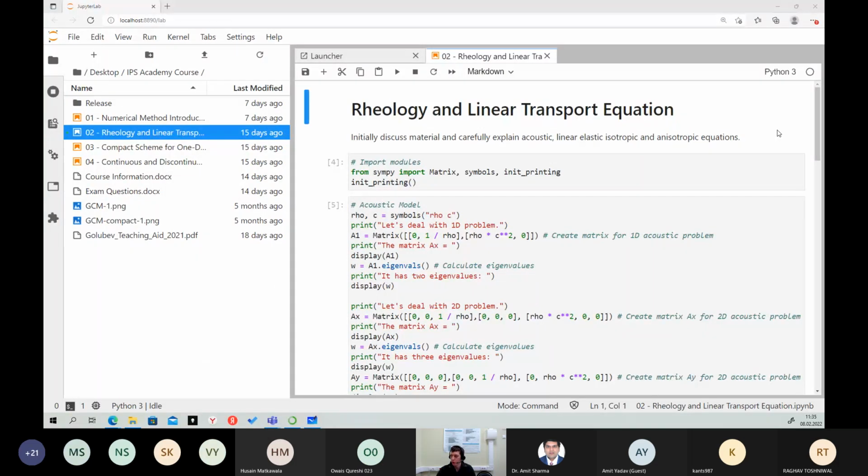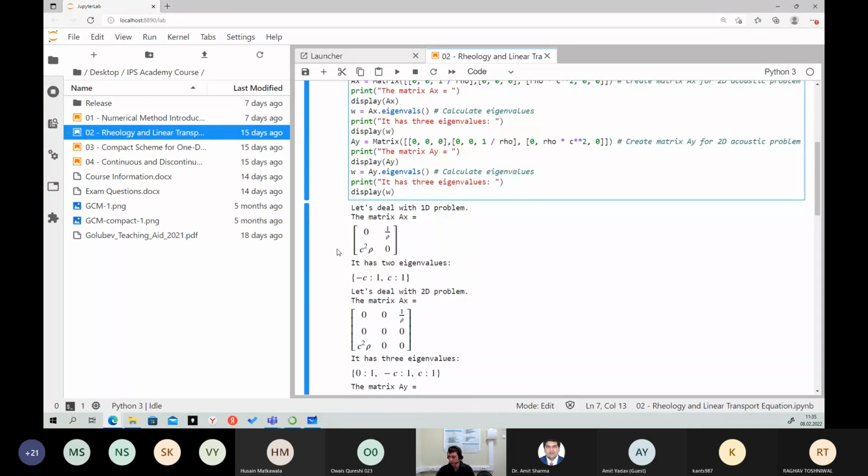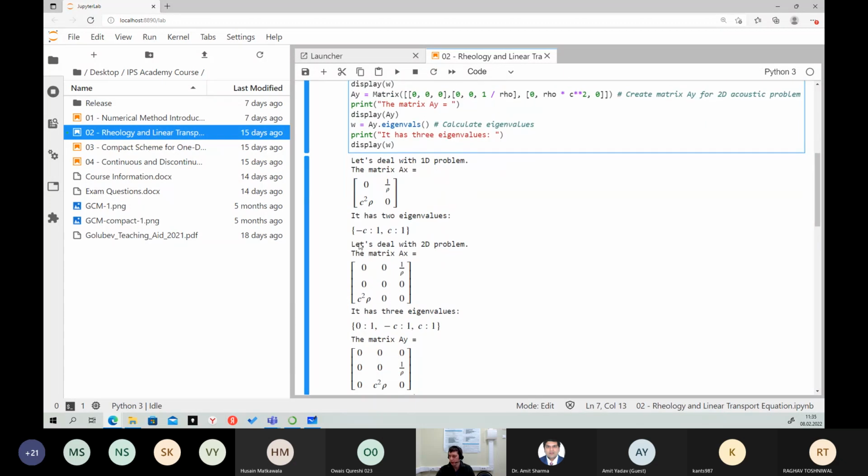So what you can see here. We have the acoustic model. For simplicity, we are dealing with a 1D problem. And I used here SymPy, this is a module of Python. This module is freely available, and you can download it easily. So we can calculate the eigenvalues of the matrix, and we can also calculate the eigenvectors. So the matrix is here. This matrix has one eigenvalue minus c and one eigenvalue c, as we obtained.